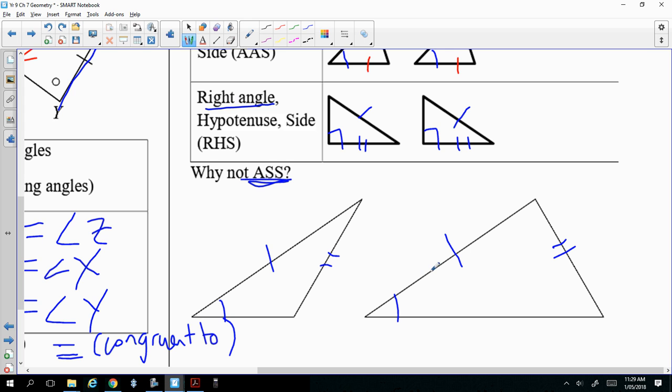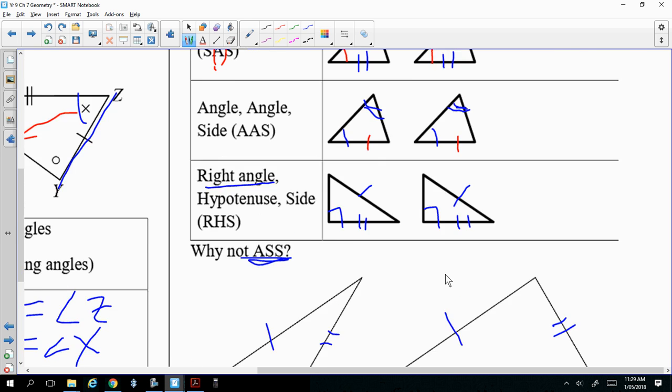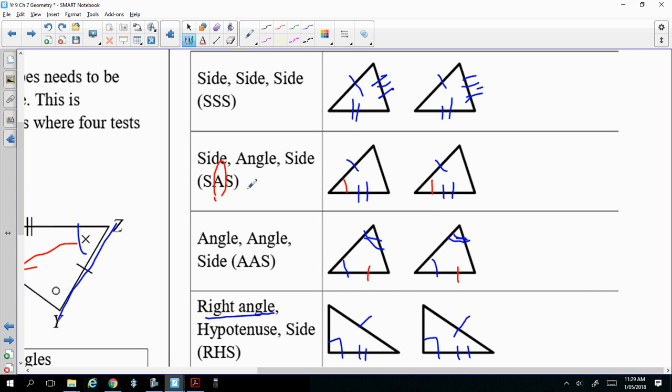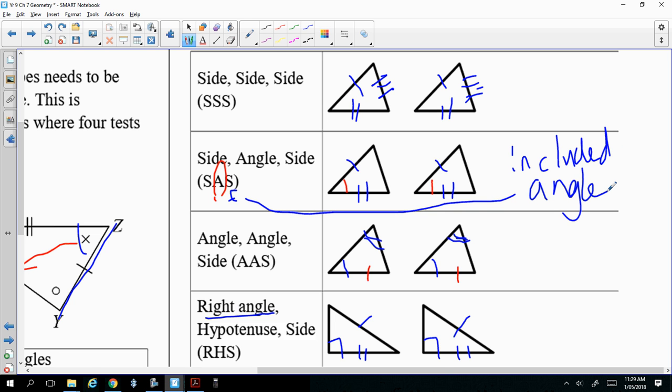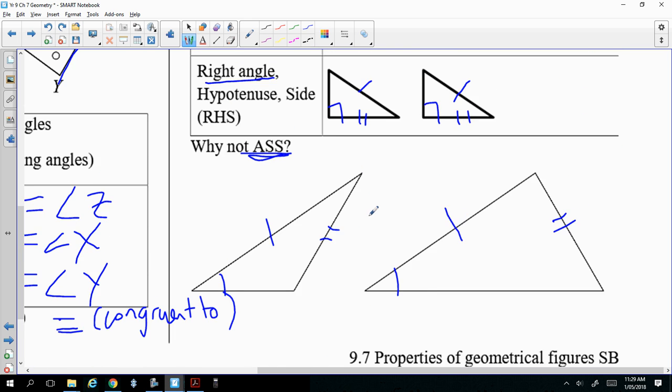Yeah, SAS, right? SAS means side, angle, side. The angle in the middle is called the included angle, which reminds me, this is called included angle. Okay, so these two are not congruent. Not congruent.